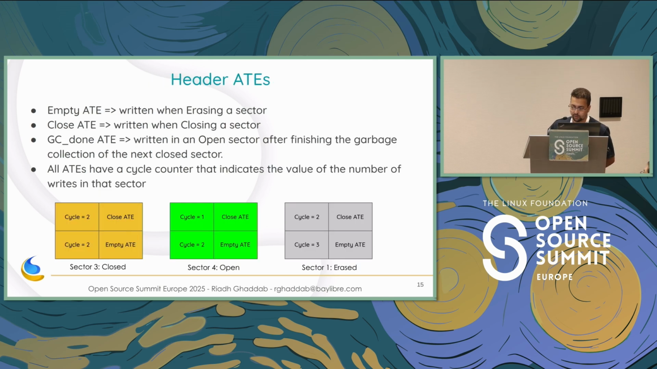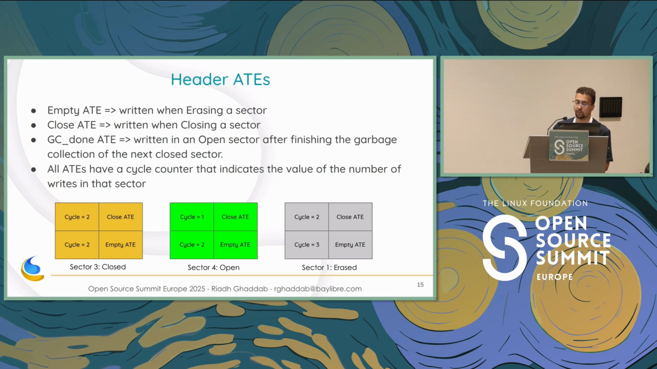So the most important part, like I said, is the headers. We have both the empty ATE and the closed ATE. The most important point is that the empty ATE, which is at the bottom of the sector, is only written when we erase a sector. I'm going to show you how to erase a sector later. The closed ATE is written only when we close the sector, and the garbage collection ATE, of course, is a marker after finishing the garbage collection. And all the ATEs, that's the most important part, have a cycle counter.